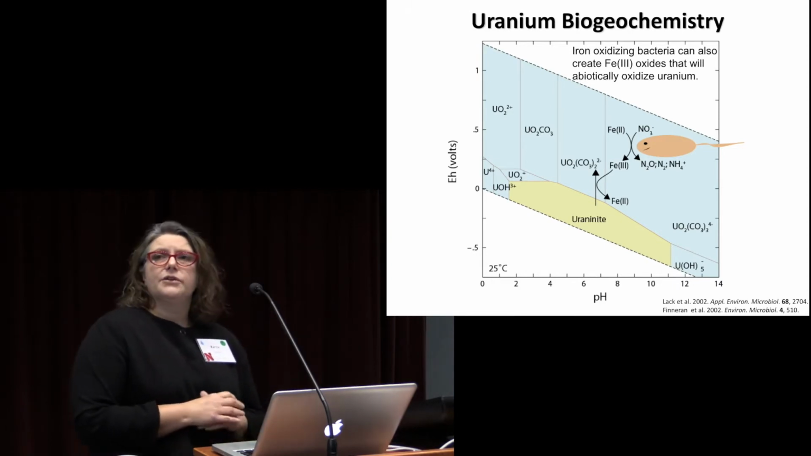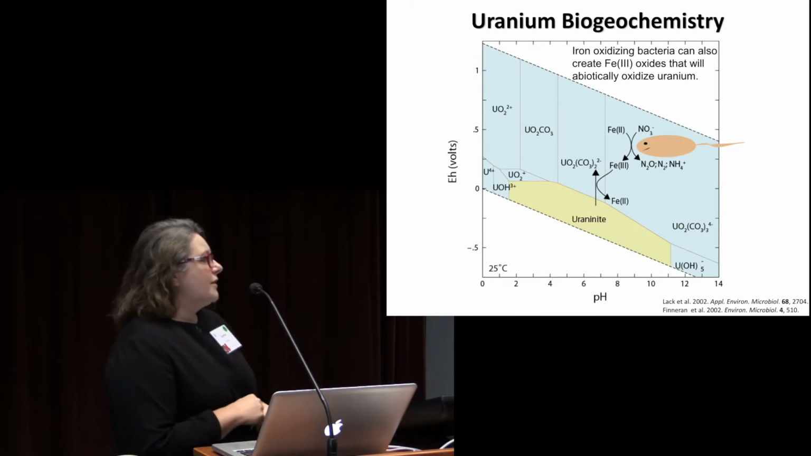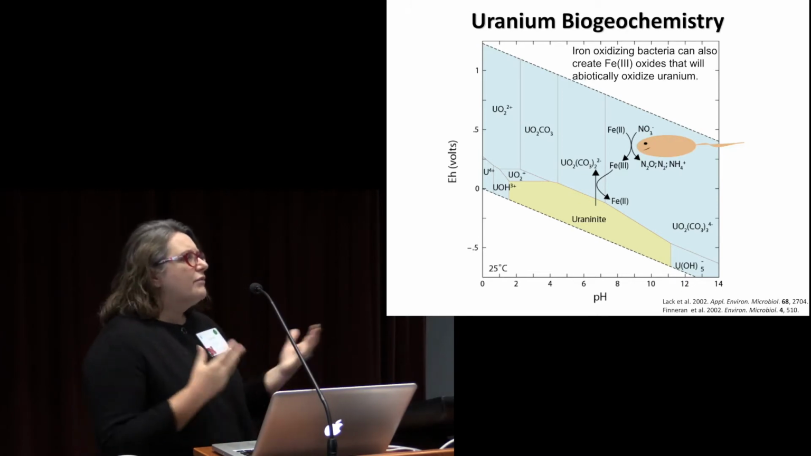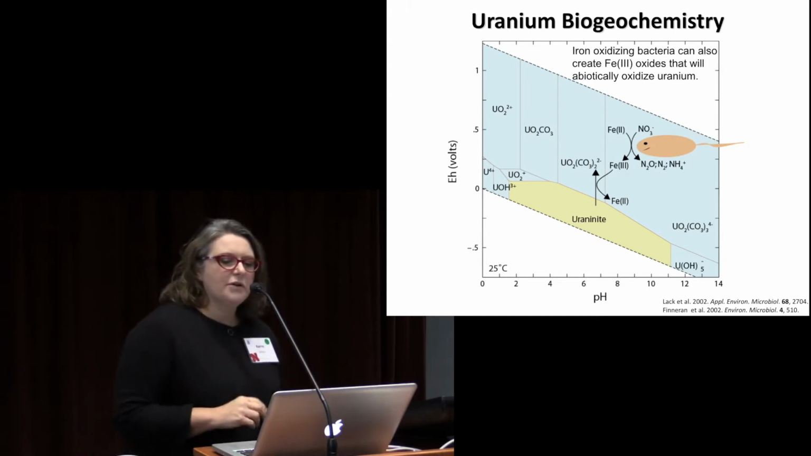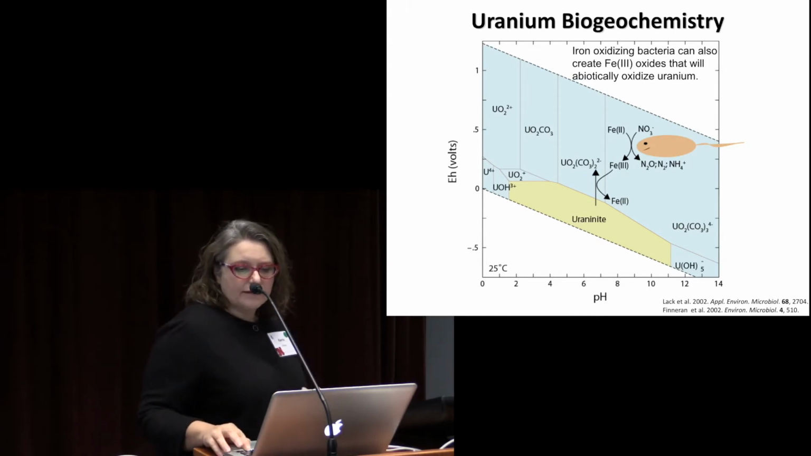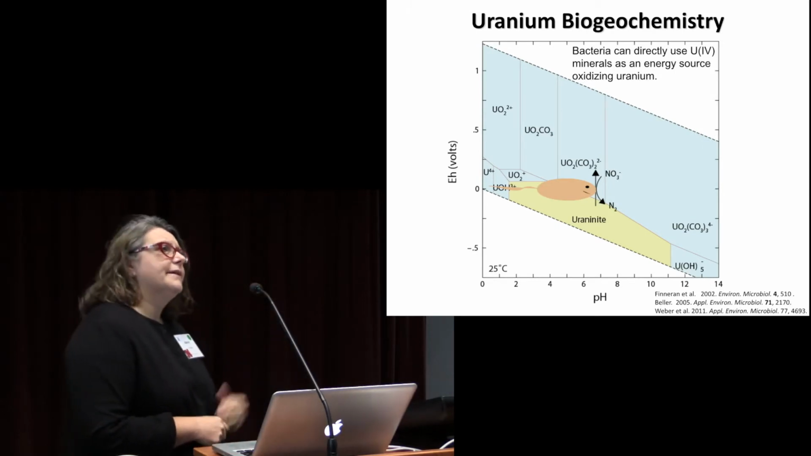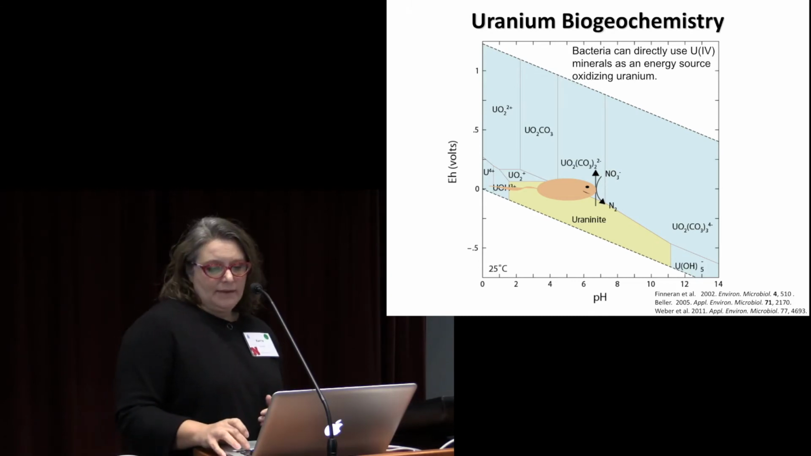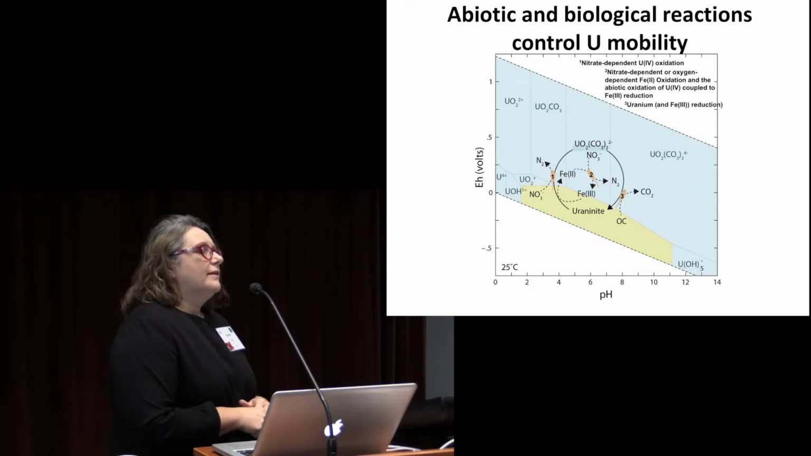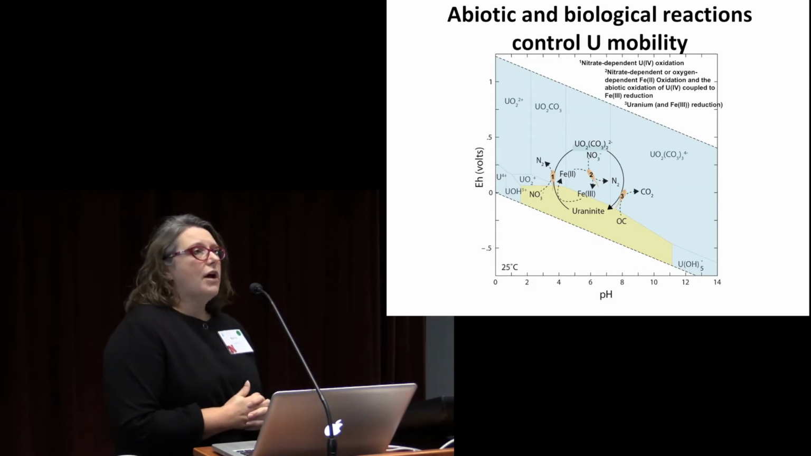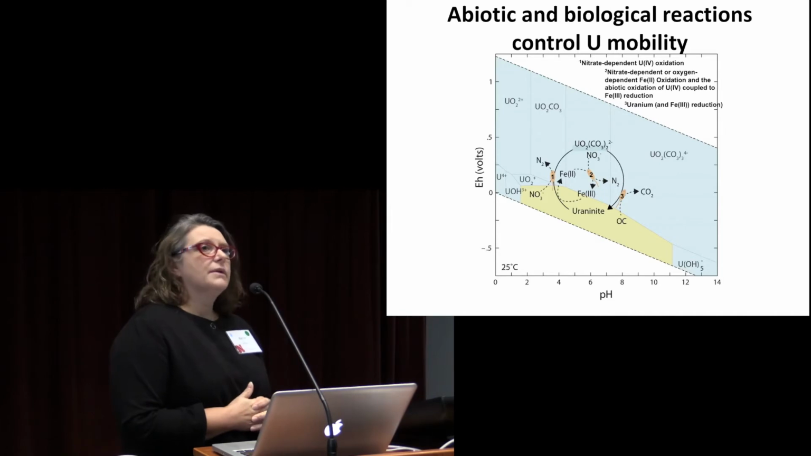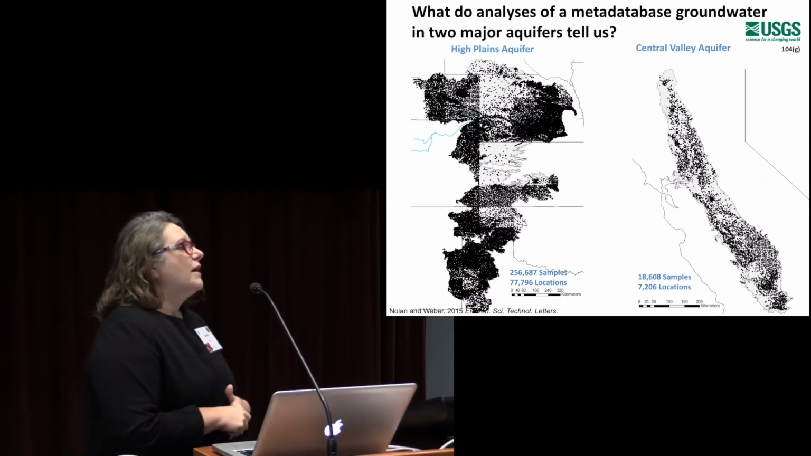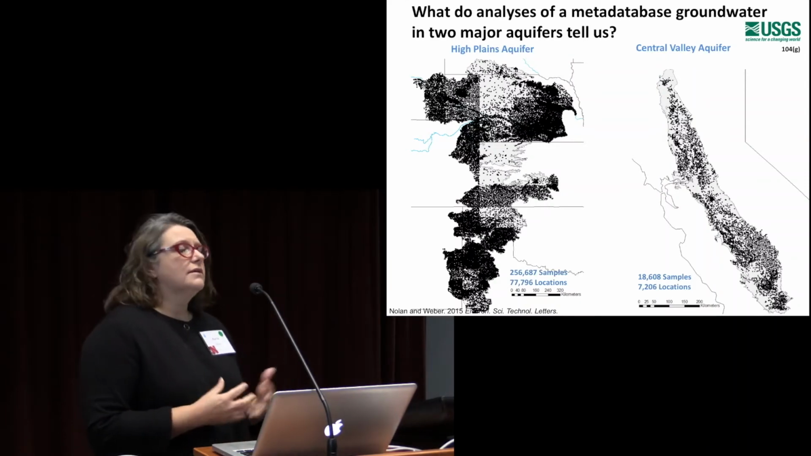Alternatively, you have these bacteria that can eat iron, and they precipitate out rust, and the rust itself is an oxidant and is reactive and can oxidize the uranium. However, that iron oxide can also be a sorbent, so it's not always as reactive. But there's also bacteria that can eat the uranium, and when they do that, they change it to a mobile state. So there are a lot of abiotic and biological reactions that can potentially drive uranium mobility in these environments that are driven by nitrogen.